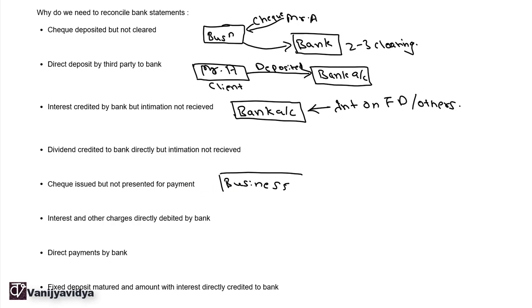Now this is our business and this is Mr. A. So we have issued him a check for rent. Now Mr. A has not deposited the same in his bank. So what will happen is once we issue the check, the entry for the same will appear in our books of account, that is the bank account in our books.